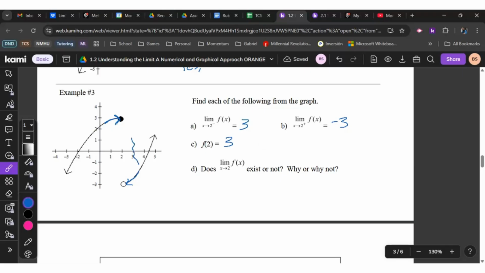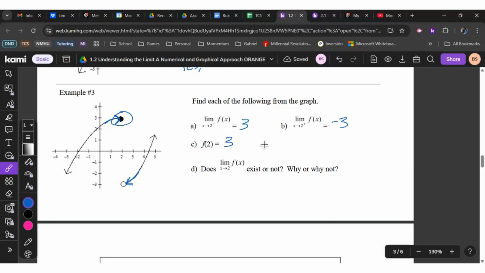Well, because there's no graph here, I can't just make my own graph, right? I gotta trace the graph. You can trace the line up, but I have to approach 2. If I'm going this way, I'm not approaching 2, I'm running away from it. So I have to approach 2.